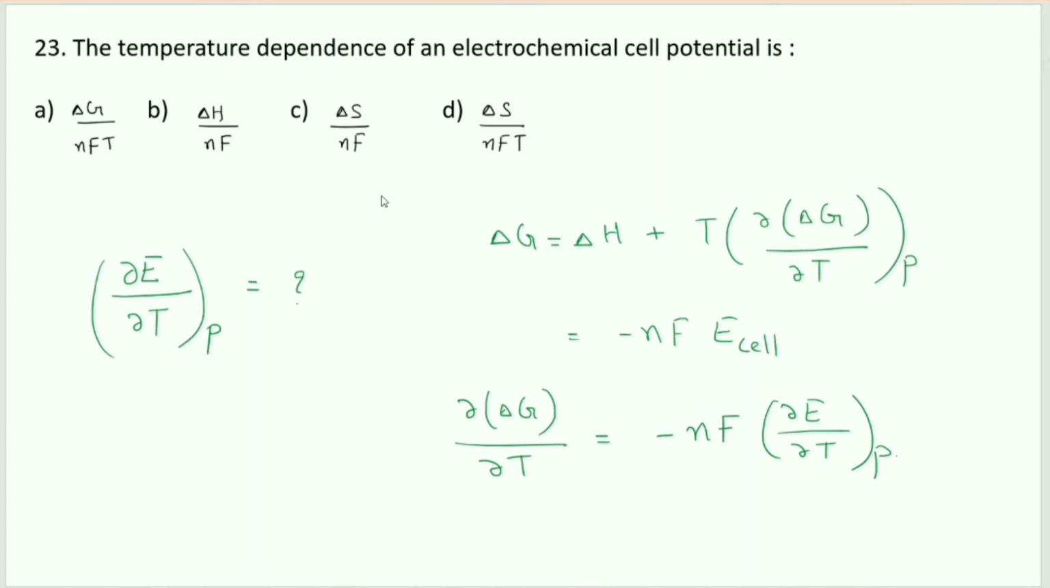So we got the value of dou of delta G by dou T. Substituting this in equation 1.